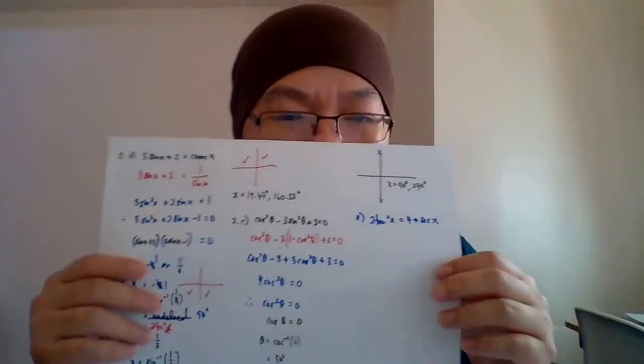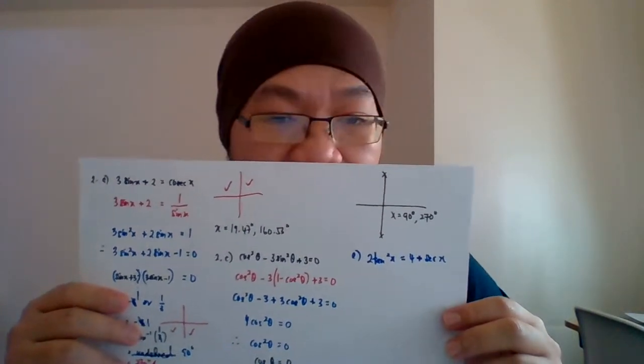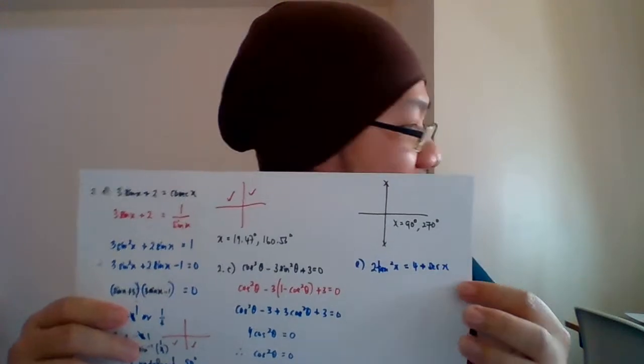2 tangent squared X equals 4 plus sec X. Okay, no messages so far, I think that's okay. So, number 2E: 2 tangent squared X equals 4 plus sec X.